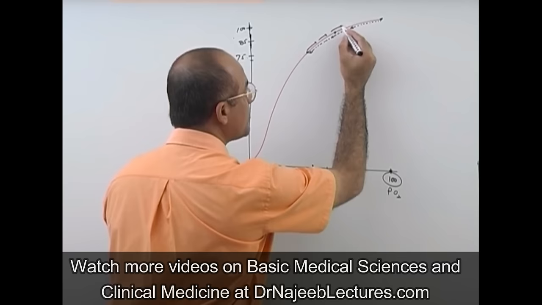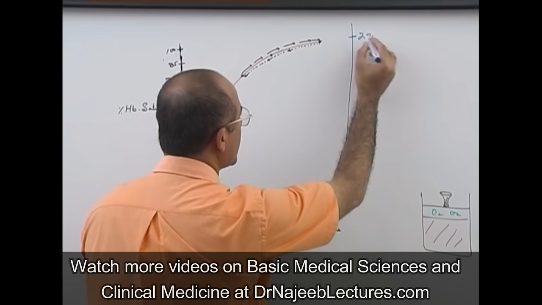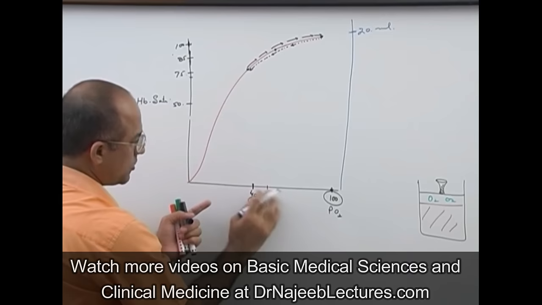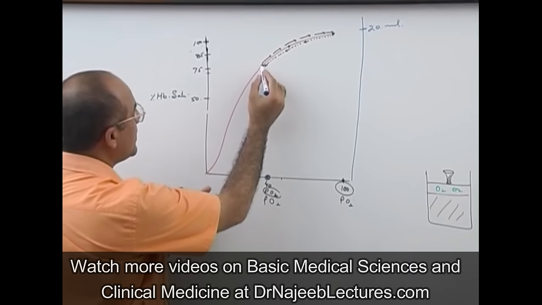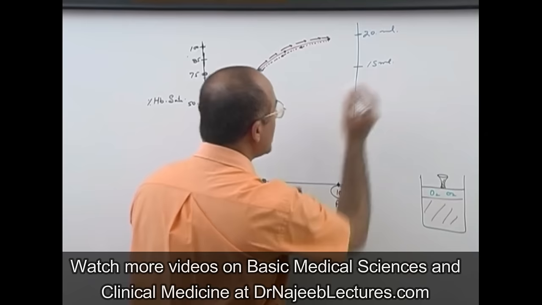And if you draw the content here, it was 20 ml if hemoglobin was 15 gram under the pressure of 100. And when pressure was 40, okay, remove this 50 because 40 is physiologically the more important point. When pressure was 40, saturation was 75 and content was 15 ml.